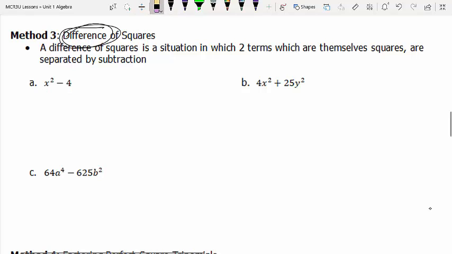So in this situation, yes, both x squared and 4, you can take the square root of them, and they're separated by a subtraction sign. So we can use difference of squares here.